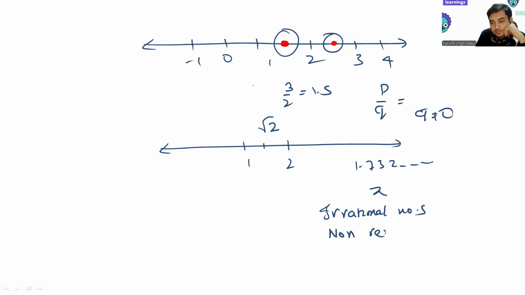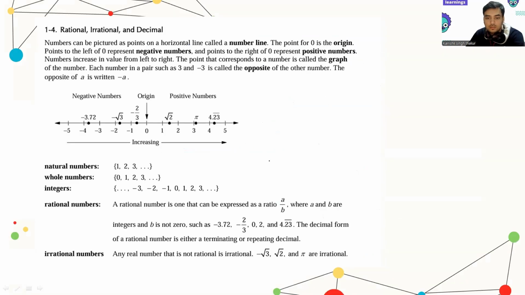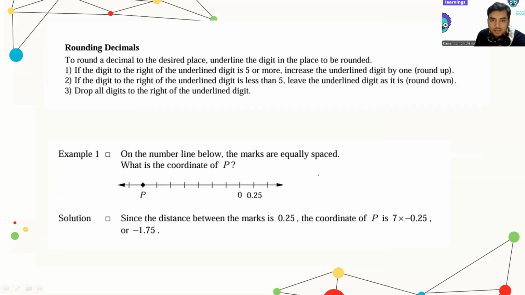Non-repeating and non-terminating. Okay. Rational numbers terminate, so that's what this whole theory is about. Rational numbers can be written in a by b form where b is not equal to 0, and they have a decimal form, but here they are not repeating and non-terminating. These are irrational numbers. Okay, now rounding of the numbers.